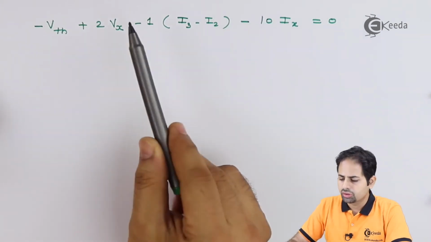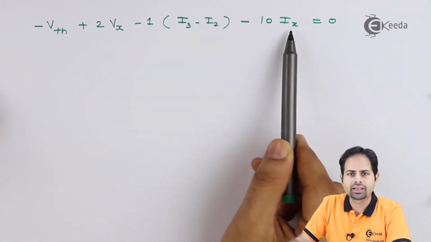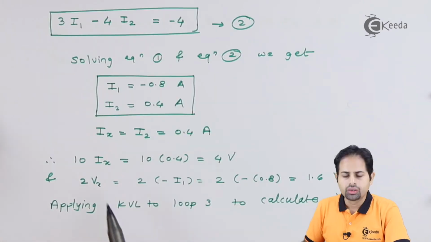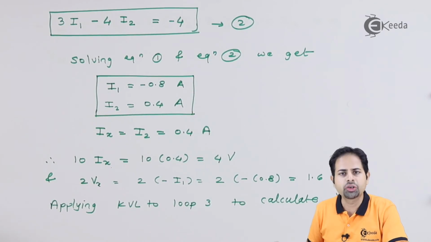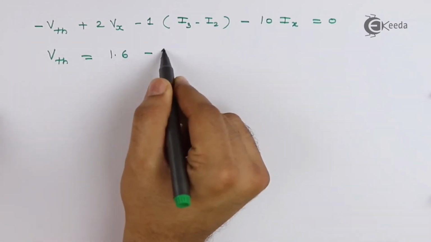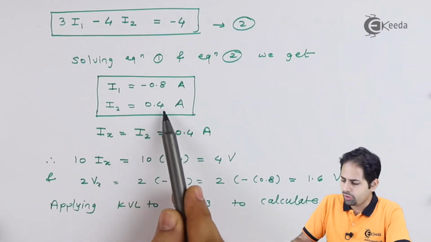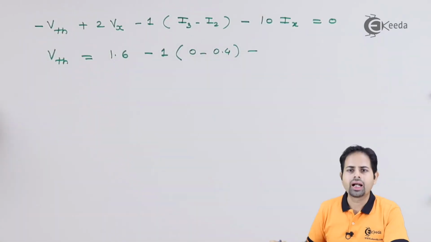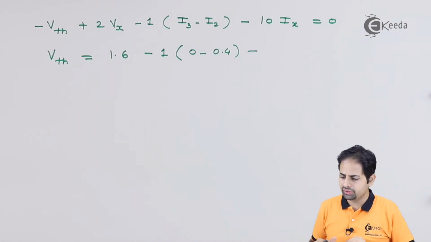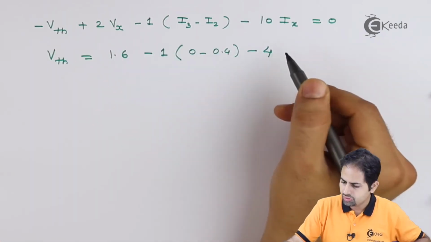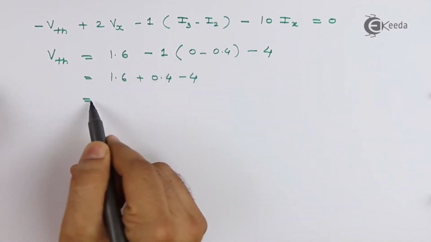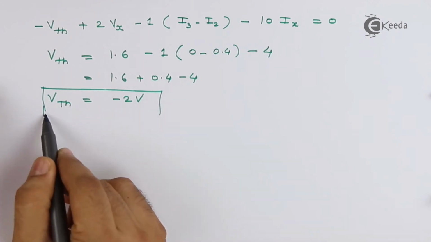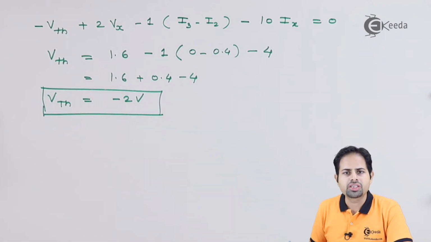Now we will substitute the values of Vx as well as Ix. You can see here 2 into Vx is 1.6 volts and 10 into Ix is 4 volts. So we will substitute those values accordingly. So value of I2 is 0.4 amperes and 10 into Ix we have calculated, that is 4 volts. So we'll calculate VTH now. So here we are done with VTH, that is step number 1.